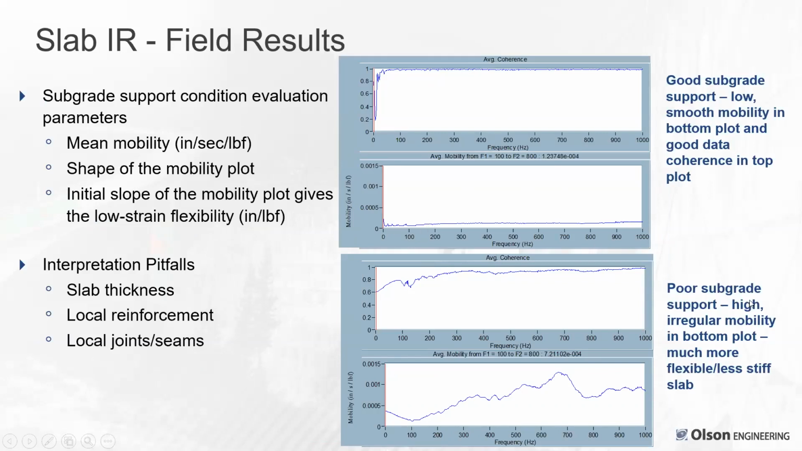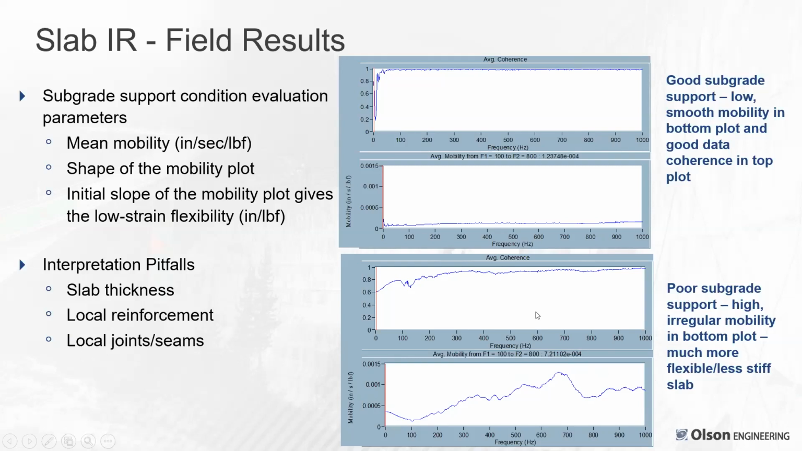By comparison, a poor subgrade support area, possibly a likely void, had this much higher, same scales, irregular mobility. So it's not damped, and the velocity over force is much higher, meaning you get a lot more vibration amplitude per unit force versus frequency from 0 to 1,000 hertz than this sound, good subgrade support area.